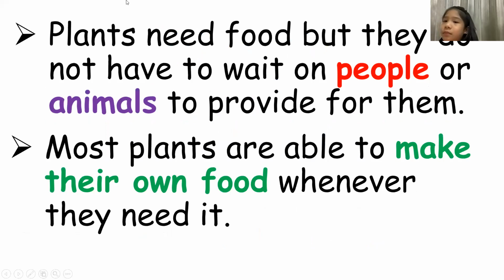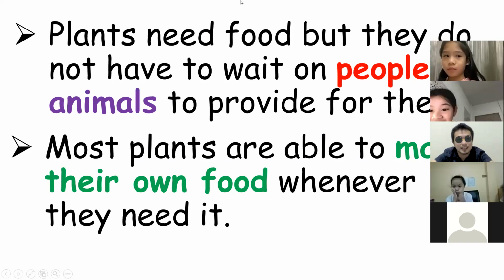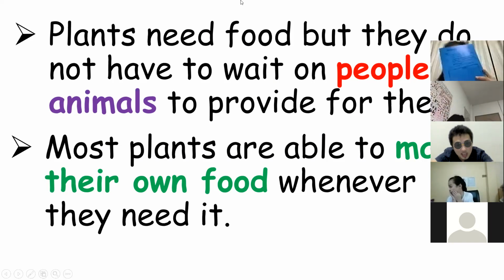Plants need food, but they do not have to wait on people or animals to provide for them. The plants will not say, Lee, I am so hungry, can you give me food? Ying, I'm so hungry, can you give me food? The plants will not do that because the plant cannot walk, cannot talk, cannot run. The plant has no arms. The plant has what?